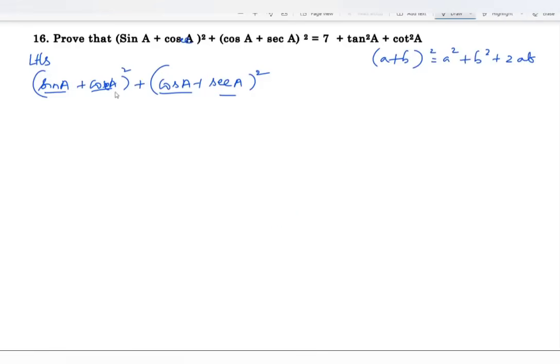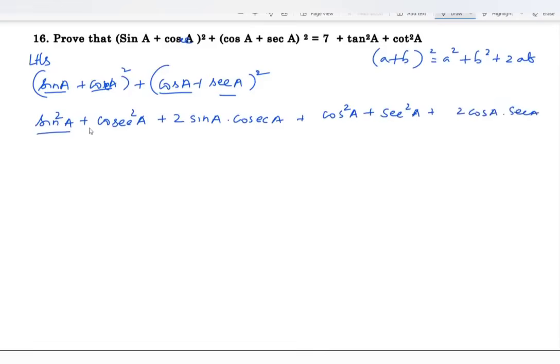Students, let me solve this problem again. (Sin A plus cosecant A) whole square, that is sin square A plus cosecant square A plus 2 sin A into cosecant A. In the same way, (cos A plus secant A) whole square is cos square A plus secant square A plus 2 cos A into secant A. Now arrange the terms, because we can use identity 1, sin square A plus cos square A. I have arranged these two terms. Now rearrange the terms.